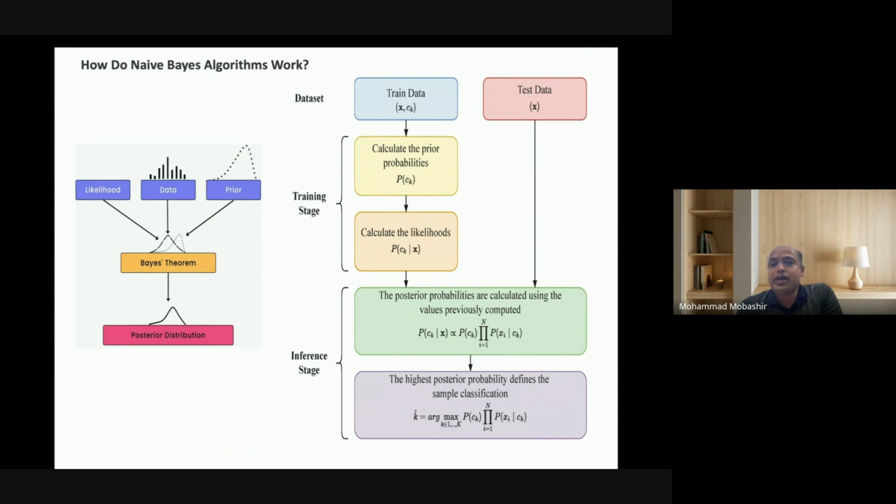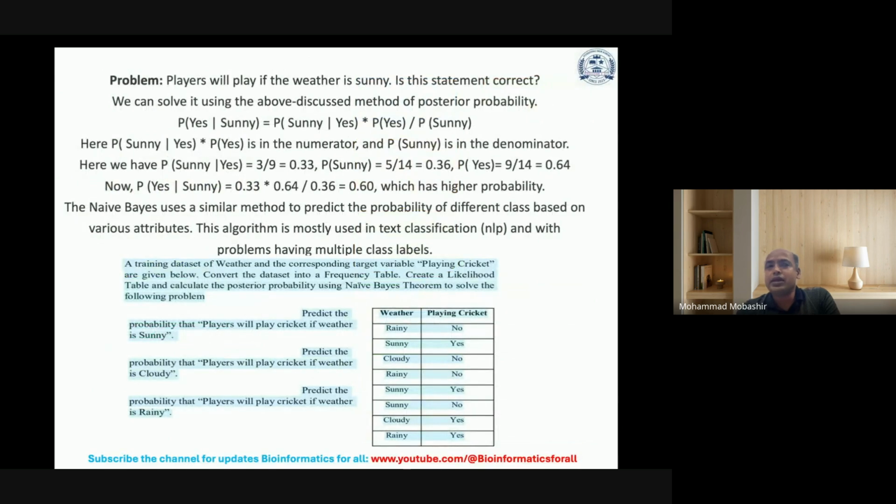The left side figure represents the summarized form. The right side figure shows you a kind of pseudocode for the working model of the Naïve Bayesian algorithm. So, for example, here again, three steps are there: data set handling, training stage, and inference stage. Then now you can go for some simple application. For example, the players will play.